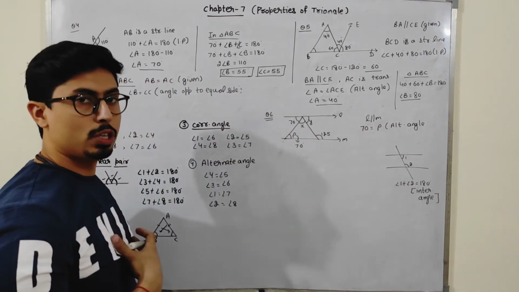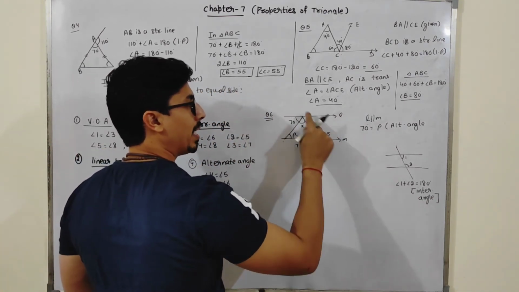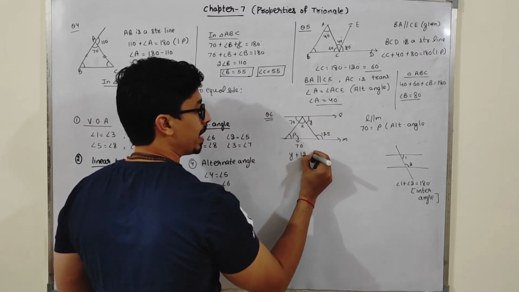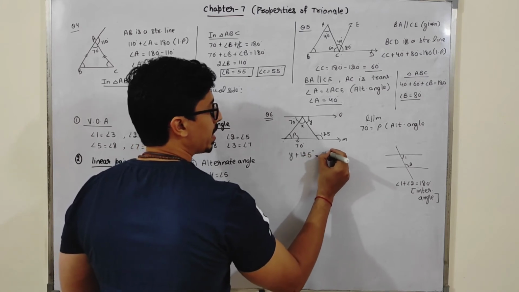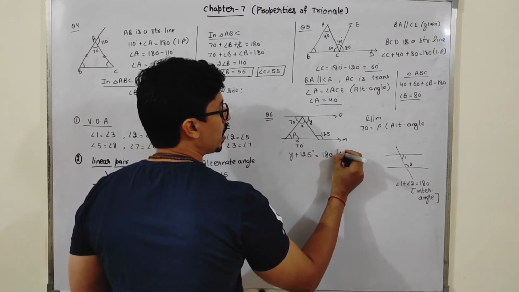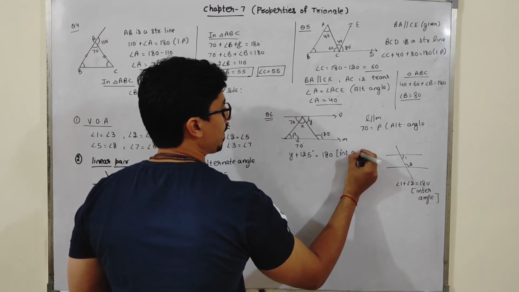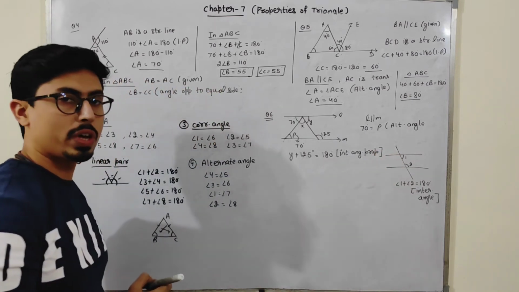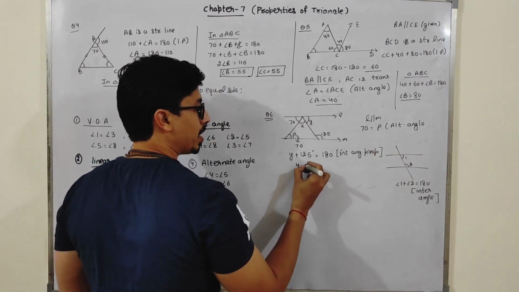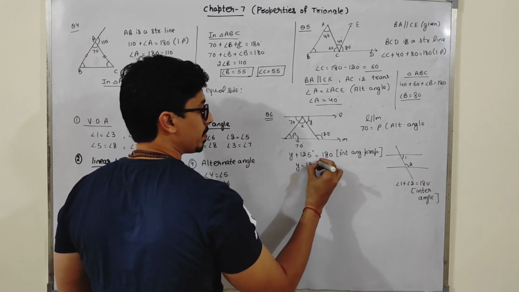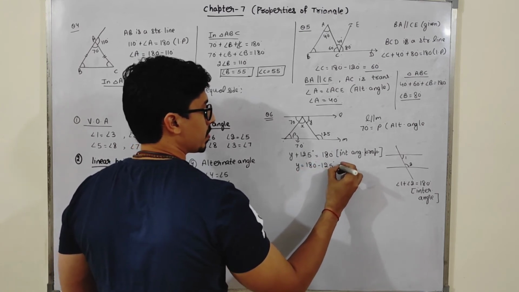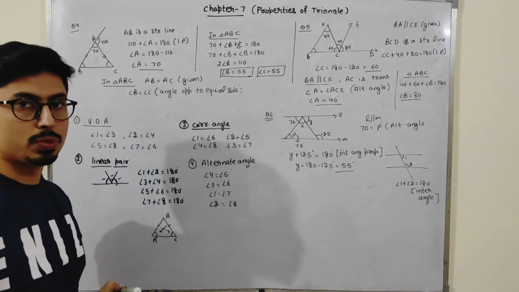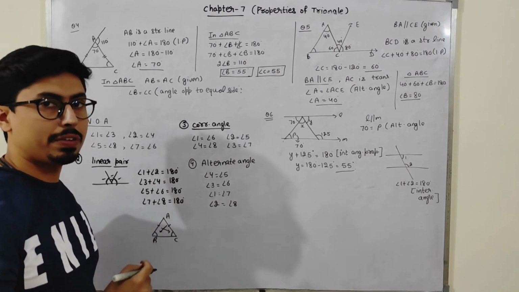Okay. So similarly, I can use this property here. See, L and M are parallel, and this is a transversal. So the sum of these two will be 180 degree. So y plus 125 is equal to 180 degree because of the interior angle property. So y will be 180 minus 125. It will be how much? 55 degrees, students. So the value of y is 55 degree.